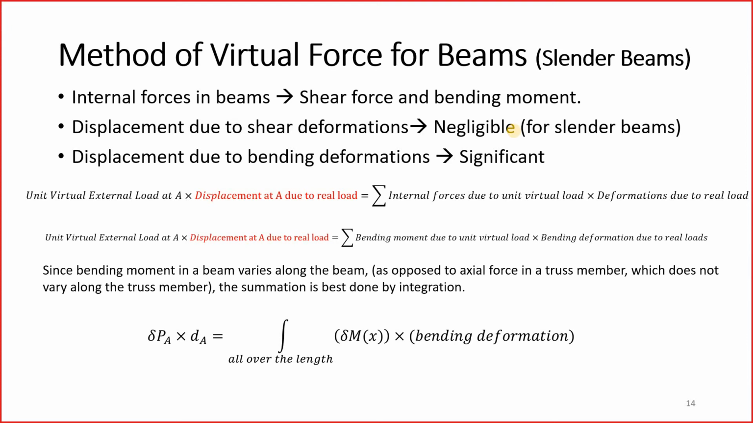Method of virtual force for beams. We will discuss this for slender beams. By slender beams, we mean beams which have long spans compared to the depth. Usually we say when the span is 10 times or more longer than the depth of the beam, then you call that beam a slender beam.